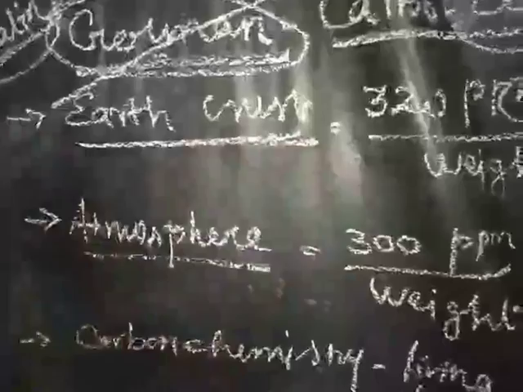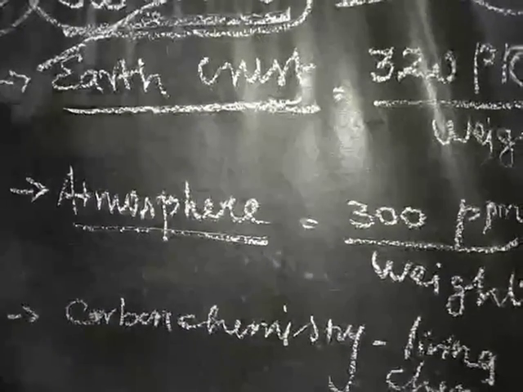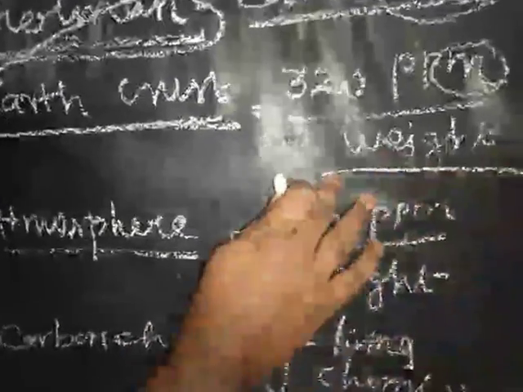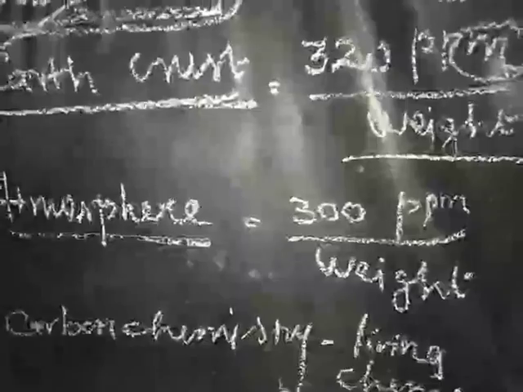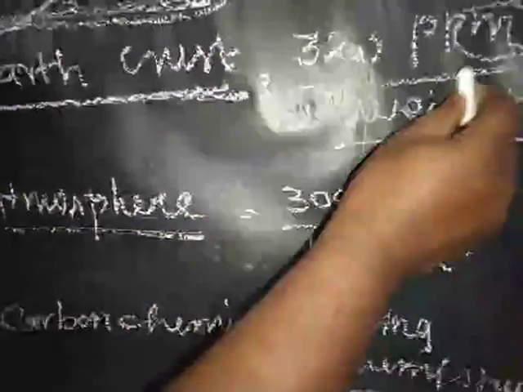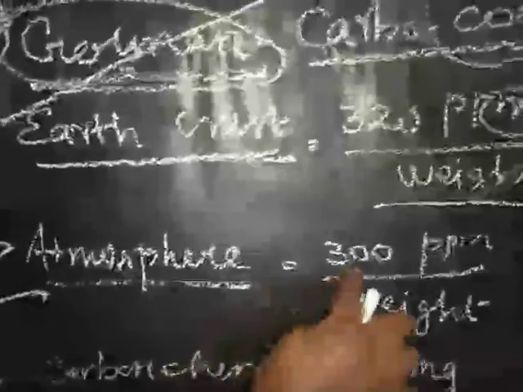In the same way, in the earth's crust, carbon is present everywhere. For example, in the earth's crust it is 320 ppm. ppm means parts per million by weight. In the same way, the atmosphere also has 300 ppm by weight.